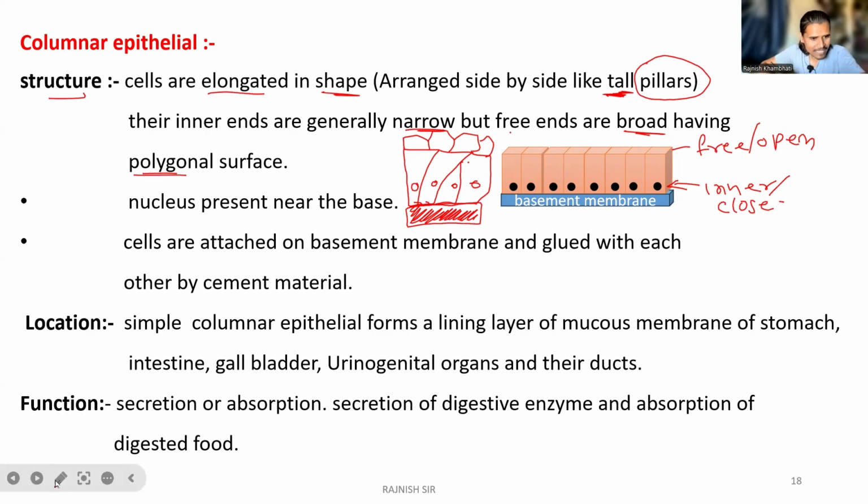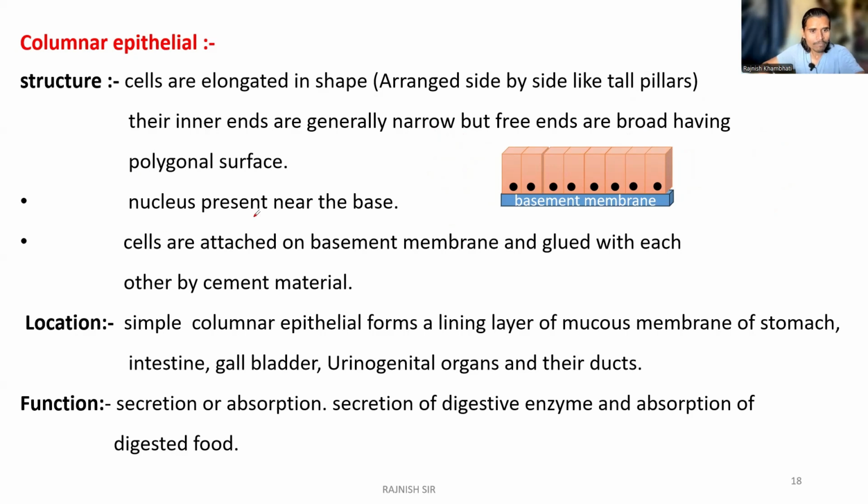A nucleus is present near the base. They possess the nucleus, but not in the center, near the base. Cells are attached on the basement membrane and glued with each other by cement material. This is a common point for every columnar epithelial tissue.